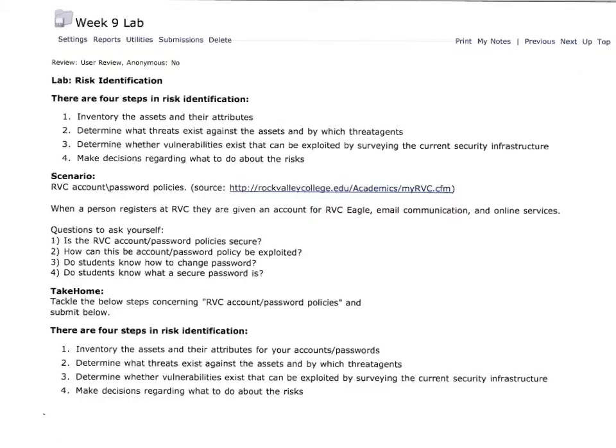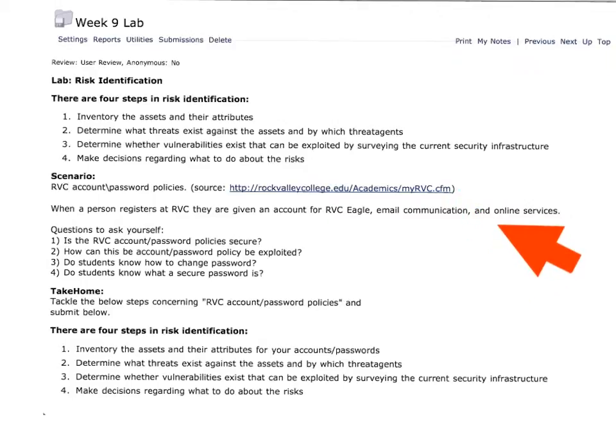You're going to look at the inventory of those resources. I'm just going to get you started tonight. Determine what threat agents against those resources exist. And then two or three, look at the vulnerabilities and how they can be exploited. And then four, make decisions on what you're going to do. I put in the scenario the website to RBC's academic MyRBC site that most students go to for all these resources we're talking about.